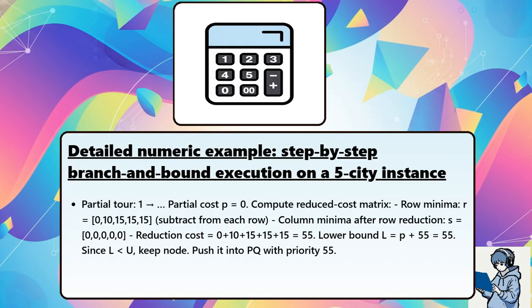Reduction cost equals 0 plus 10 plus 15 plus 15 plus 15 equals 55. Lower bound L equals P plus 55 equals 55. Since L is less than U, keep the node. Push it into the priority queue with priority 55. 7.3 Expand node with smallest L, still root.